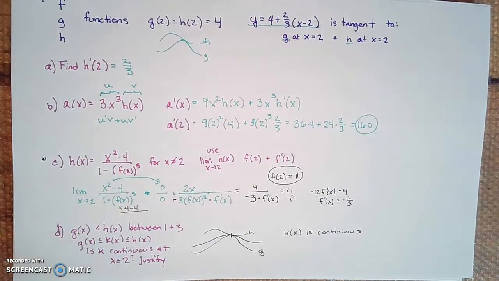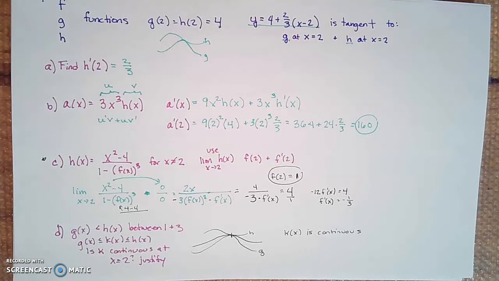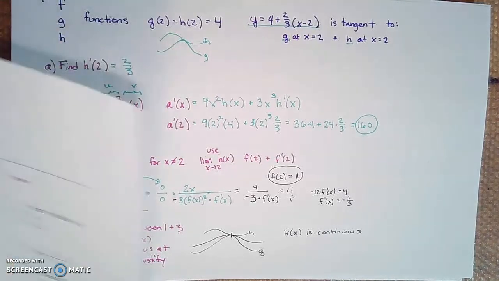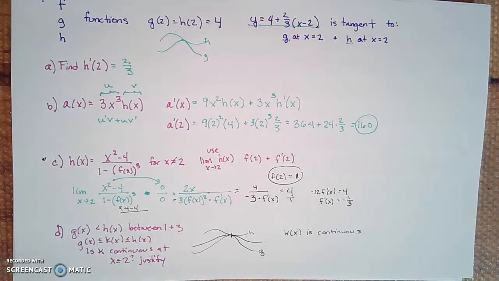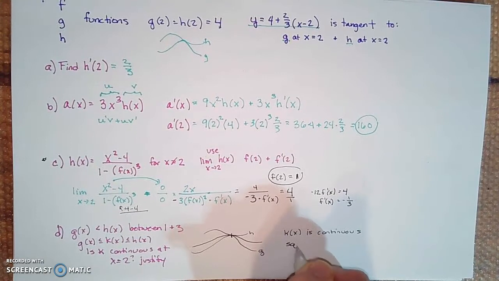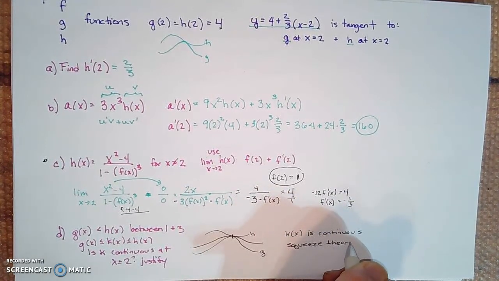And the question is, why is k of x continuous? Well, because it falls in between those two. And it told us that it was, so what's the reason why? Well, if you need a reason why one thing falls in between the other, the usual answer is going to be the squeeze theorem.